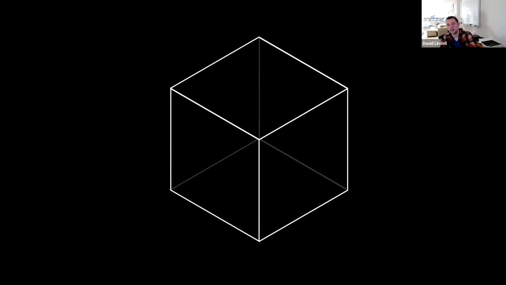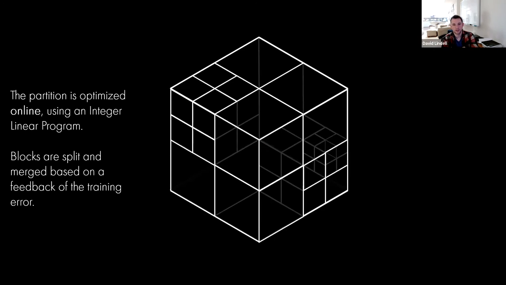Yeah, so one of the main contributions or insights here was how to do this adaptive partitioning of space so that the network can allocate more capacity to regions of the signal that are more detailed, while more easily representing regions that are not as textured or have flat textures and are easier to represent. And so the idea is to carry out this optimization online while the network is training, using a separate optimization step that consists of solving an integer linear program.